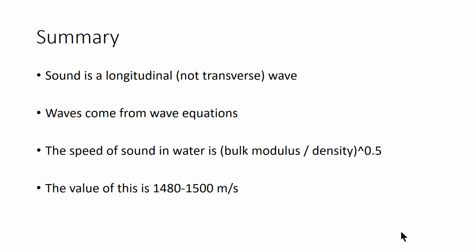So to summarize, sound is a wave, and in particular it's a longitudinal wave, which means that it's made of regions of compression and rarefaction. That is, particles being squeezed together or spread out along the direction of motion. It's not a transverse wave, where the motion is in a different direction than the wave's travel. Waves are created as mathematical constructs from wave equations, which we now know how to identify. They have two derivatives in space and two derivatives in time. The speed of sound in water is equal to the square root of the bulk modulus divided by the density, and we know the value of that speed of sound is between 1480 and 1500 meters per second, depending on the conditions of the water.